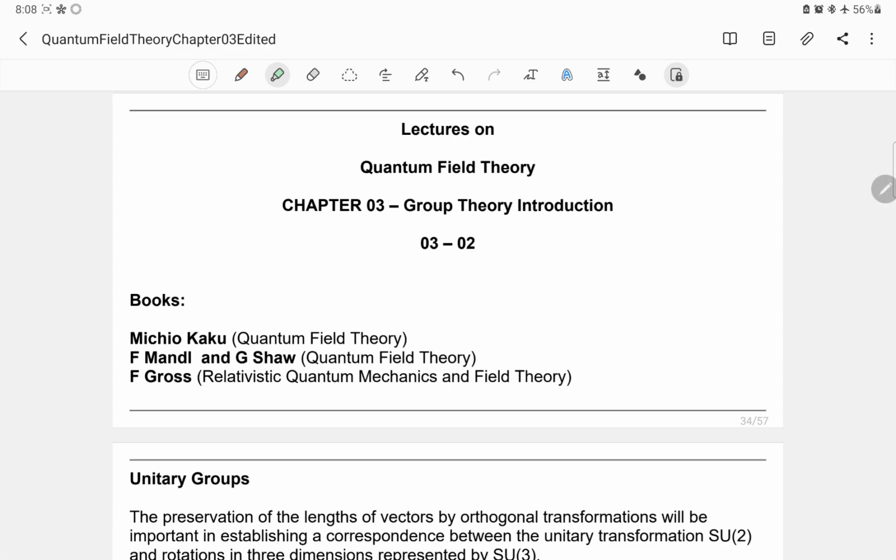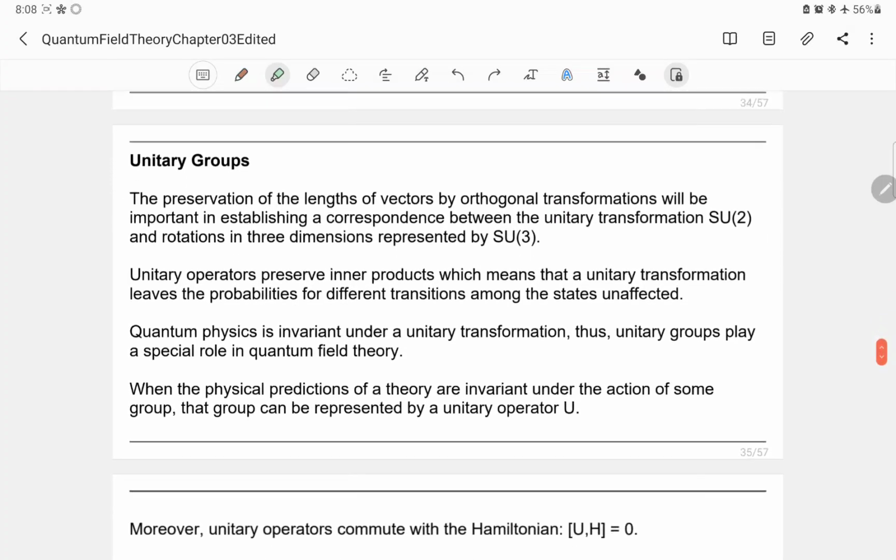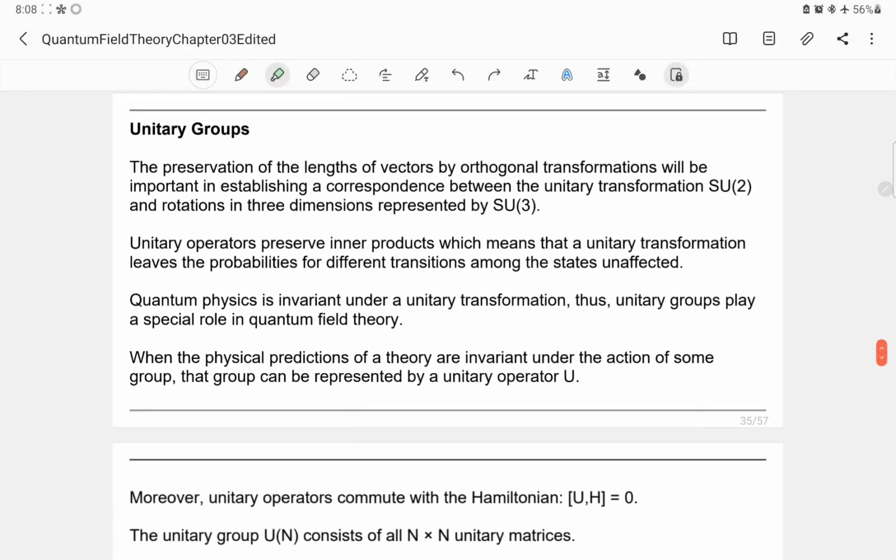So this lecture starts with unitary groups, which are very important in particle physics. So the preservation of the lengths of vectors by orthogonal transformation is very important in establishing a correspondence between the unitary transformation SU2 and rotations in 3 dimensions represented by SU3.